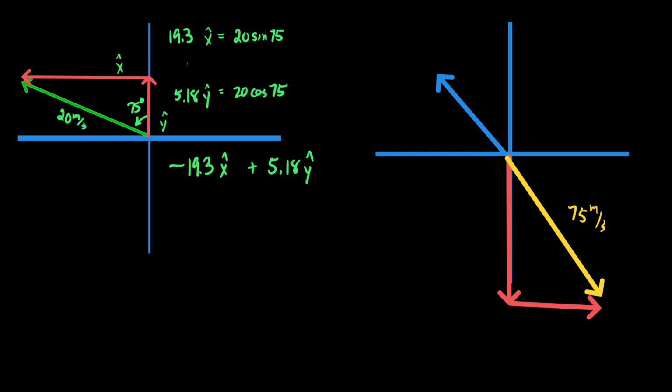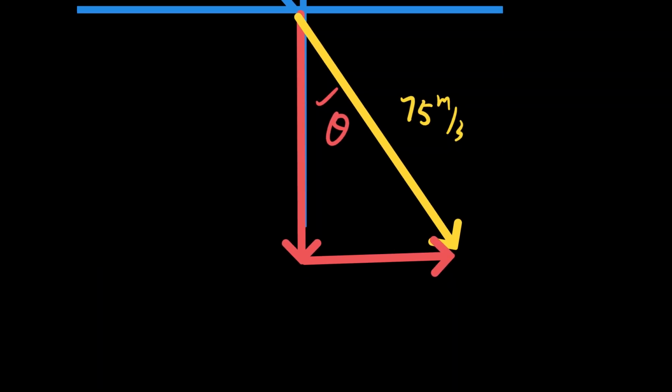Those are going to be my components. The issue is that I don't know the angle. If I use that as my angle, though, I could come up with an expression for the x portion and the y portion. The x portion based on sine and the y portion based on cosine. So my x portion will be 75 sine theta, and my y portion will be 75 cosine theta.